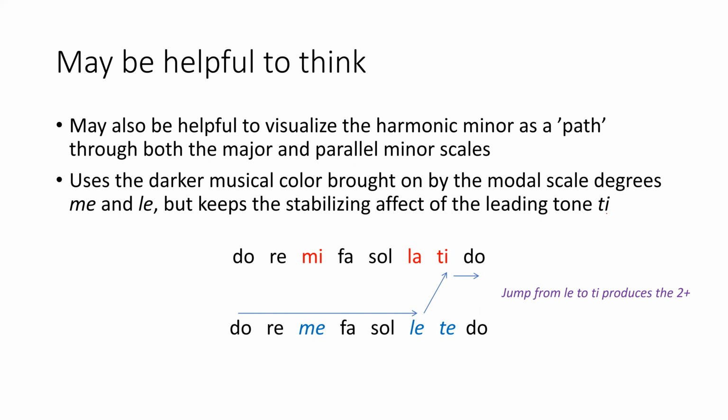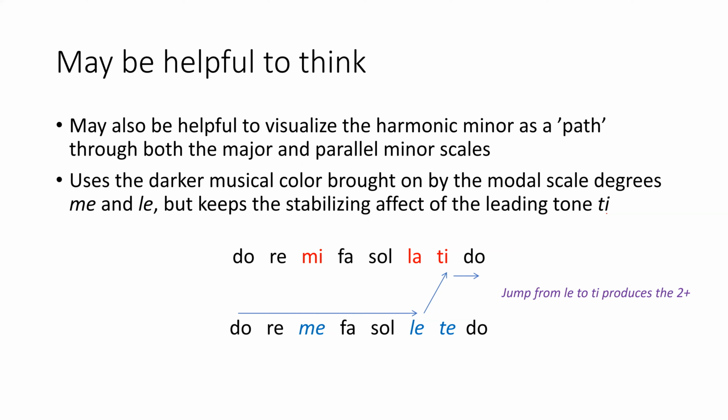So it may be helpful to think of the harmonic minor as a path. If you visualize the harmonic minor as a path through both the major and the parallel minor scales, you may have more success understanding how this all is working. So remember, the harmonic minor uses the darker musical color brought on by the modal scale degrees, may and lay, but keeps the stabilizing effect of the leading tone. And so let's go ahead and do a very clear example.